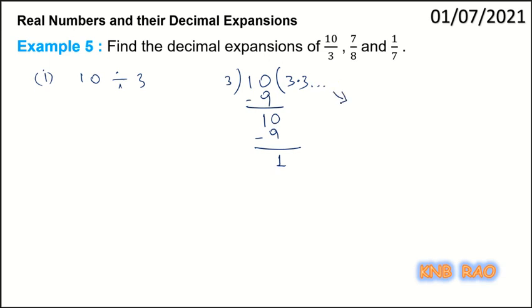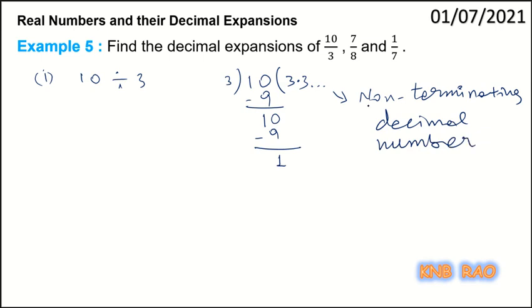So we call that a non-terminating decimal number, non-terminating, nothing but not ending, okay. So we say 10 by 3 is 3.333, and you can write that 3 all the way.